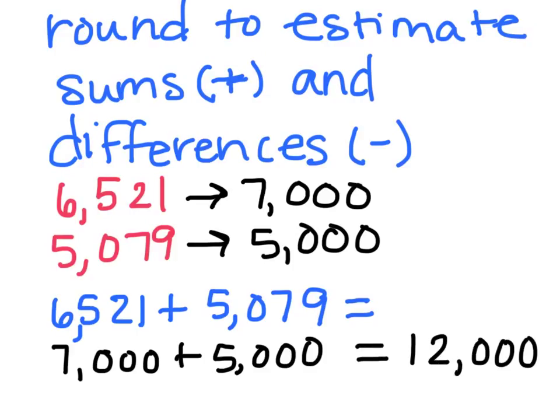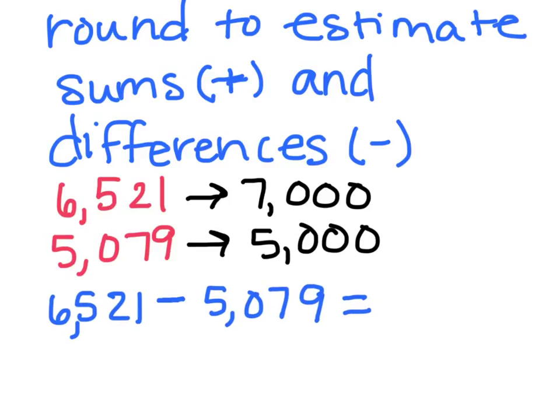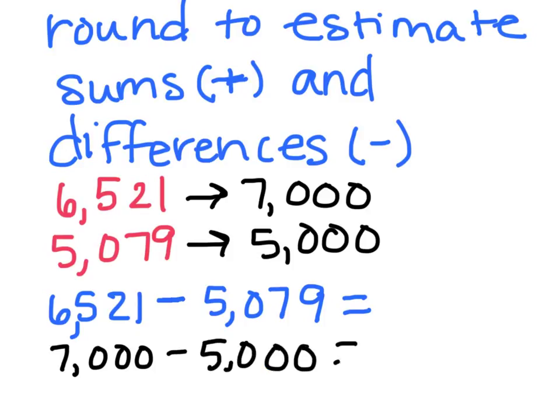Now let's try finding the difference using estimation. Let's estimate to solve 6,521 minus 5,079. Once again, we'll simply replace each number with the estimated amount, or the rounded amount, excuse me. And then we solve. We know that 7 minus 5 equals 2. So our difference is 2,000.